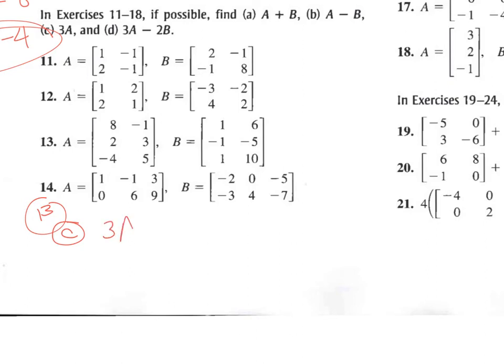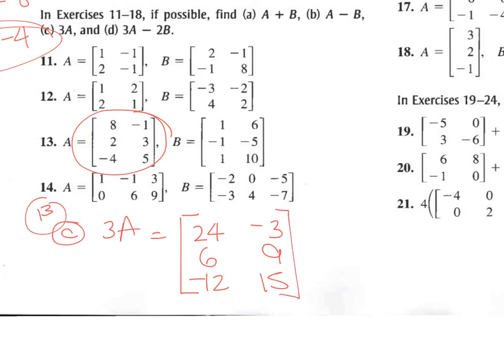Now we're going to take a look at C for number 13. We just want to find 3 times A. So what that means is I'm just going to distribute 3 to every element that's in here. So 8 times 3 is 24. 2 times 3 is 6. Negative 4 times 3 is negative 12. Negative 1 times 3 is negative 3. 3 times 3 is 9. 5 times 3 is 15. So that's how you do a scalar multiplication, like I was talking about in a few other slides.